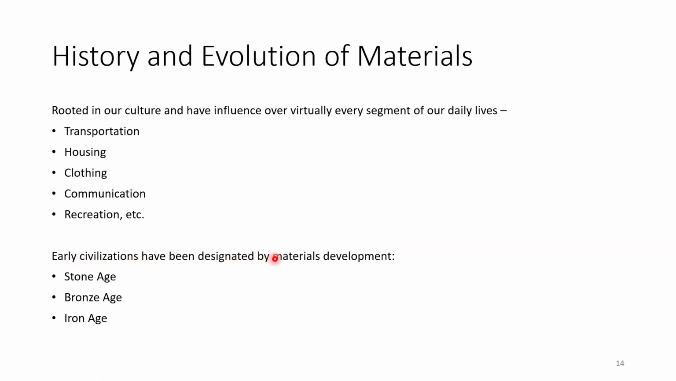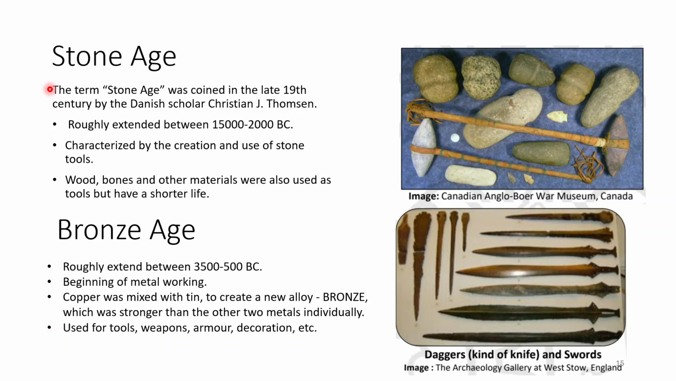Every civilization has been designated by material development. For example, very previous times is given the title of Stone Age. At that particular time, for making weapons as well, stone was used. And then it moved to Bronze Age, which is an alloy of copper and tin. Then we moved to Iron Age, after which we were able to form steel. Okay, so firstly we have Stone Age.